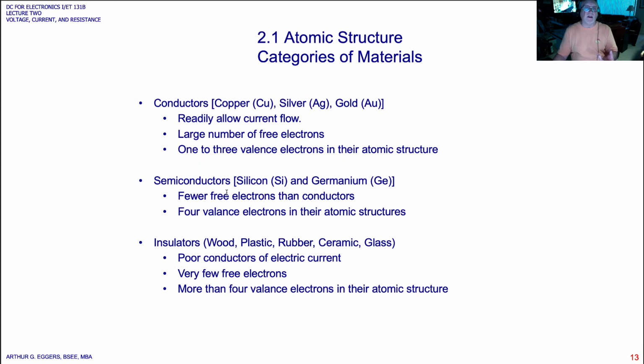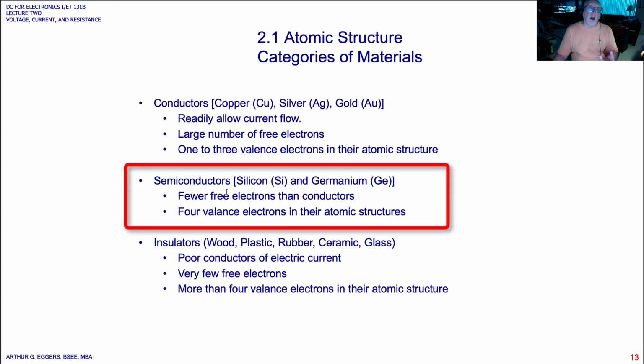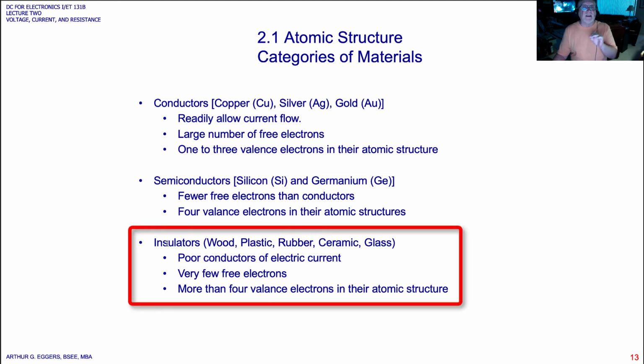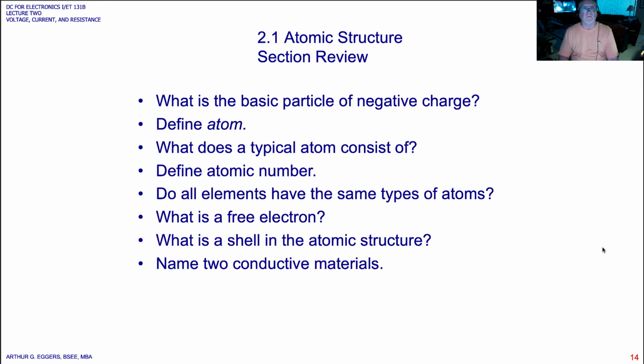In a semiconductor, it takes a little bit of coaxing to get the free electrons to move about. In materials like silicon and germanium, we have to do things like doping to try to get those free electrons to move a little more easily, but it takes a lot of controlled applications. And then finally, the insulators, wood, plastic, rubber, ceramic, glass, these guys don't like to give up anything. They are rock solid. So they're considered poor conductors of electric current.